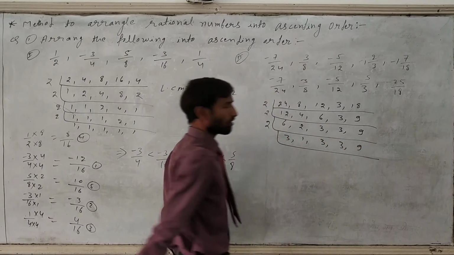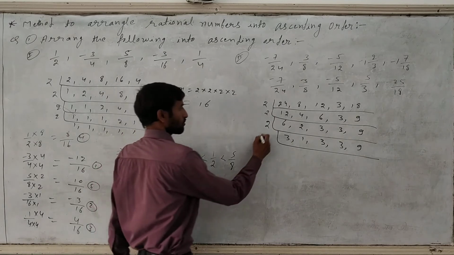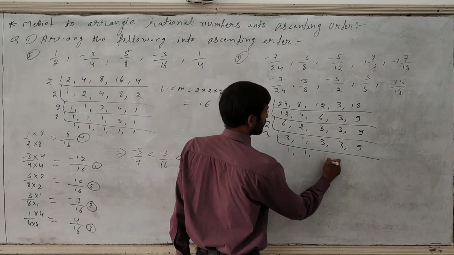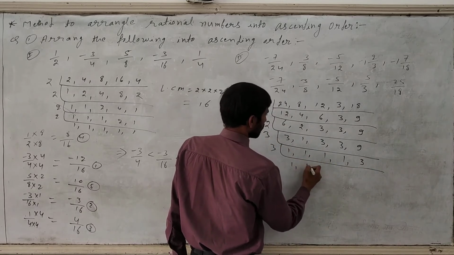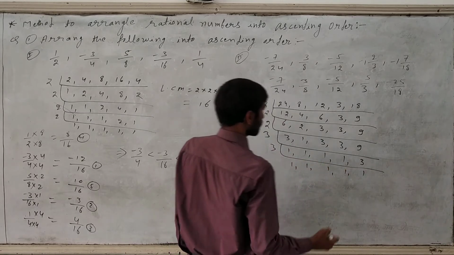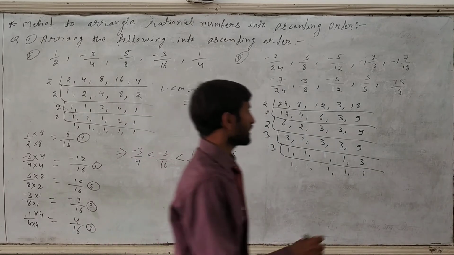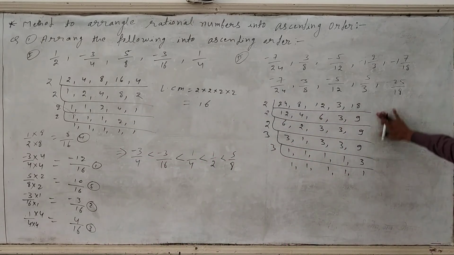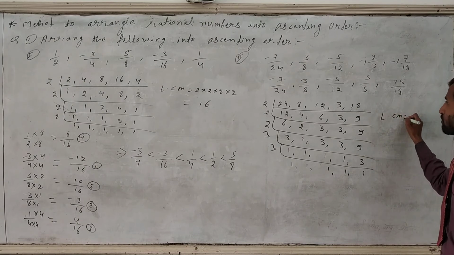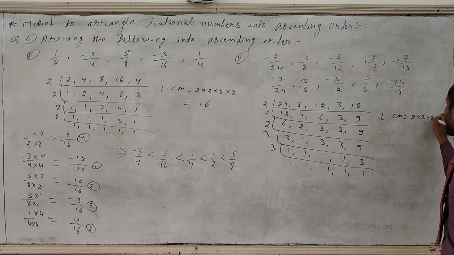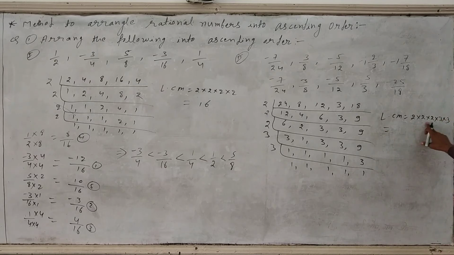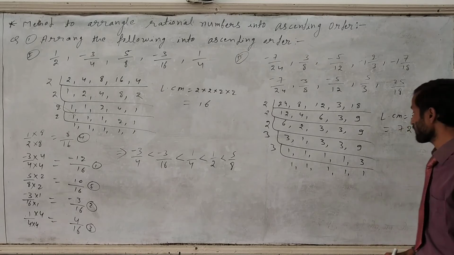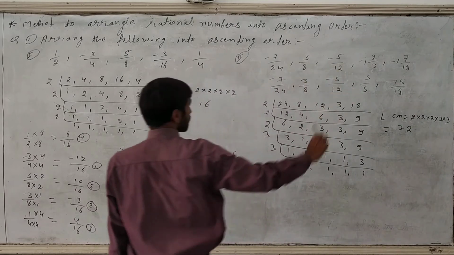Now all are odd numbers, so we have to divide by 3. So we can divide by 3: 1, 1, 1, 1, 3. Now divide by 3, so 1, 1, 1, 1, 1. Now you have to multiply all the numbers, then you will get the LCM of these denominators. So LCM is equal to 2 into 2 into 2 into 3 into 3. So 2 twos are 4, 4 twos are 8, 8 threes are 24, 24 threes are 72. So the LCM finally is 72 for all these numbers.